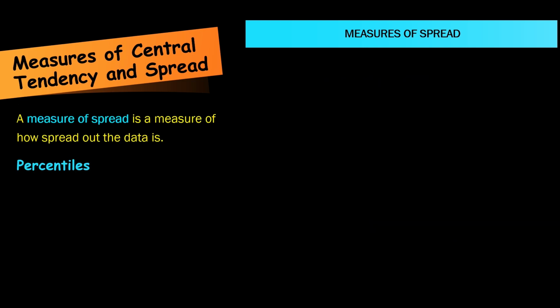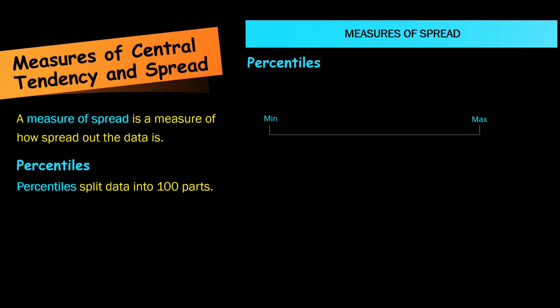Now let's remind ourselves of percentiles. Percentiles, remember, split the data into 100 parts. So if we're looking at the number line, the minimum and maximum might be as shown. And 10% of the way along, we have the 10th percentile. This lies 1/10 of the way through the data.